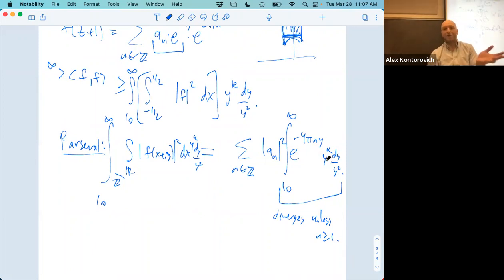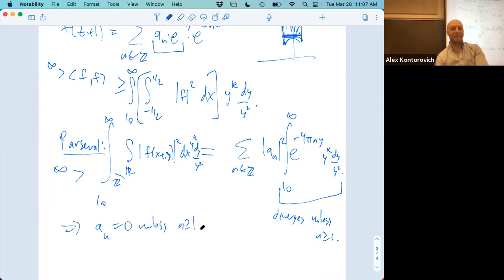Polynomial growth in y, who cares? I'm integrating from something up to infinity, and that converges. But this is supposed to be finite. Right, so you can't have a divergent integral here, which means the a_n must be 0, except for the positive values. So this implies a_n is 0 unless n is greater than or equal to 1.